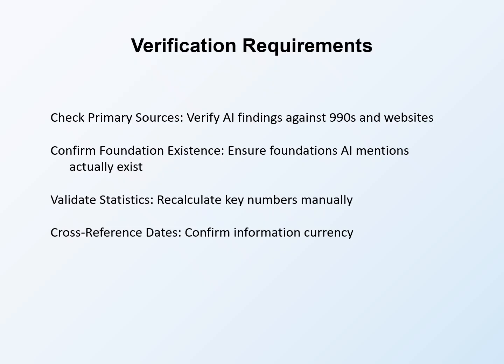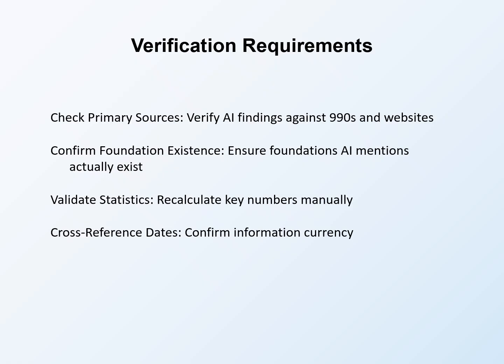Check primary sources by verifying AI findings against 990s and foundation websites. If AI says a foundation prioritizes health, check their 990 and website to confirm. Primary sources provide ground truth that AI summaries should match. Confirm foundation existence by ensuring the foundations AI mentions actually exist. AI sometimes generates plausible-sounding foundation names that are not real. Before investing in research or applications, verify the foundation exists through IRS databases or other authoritative sources.